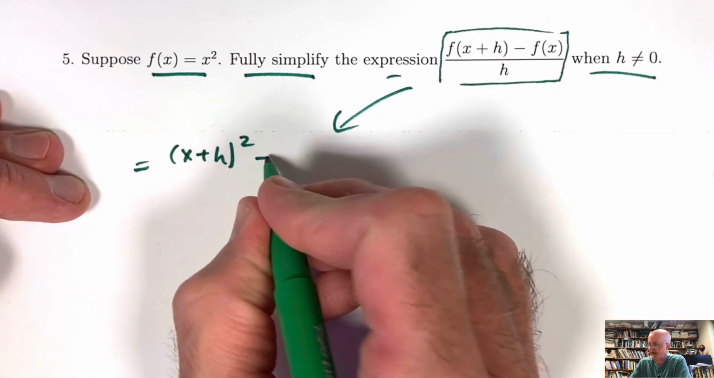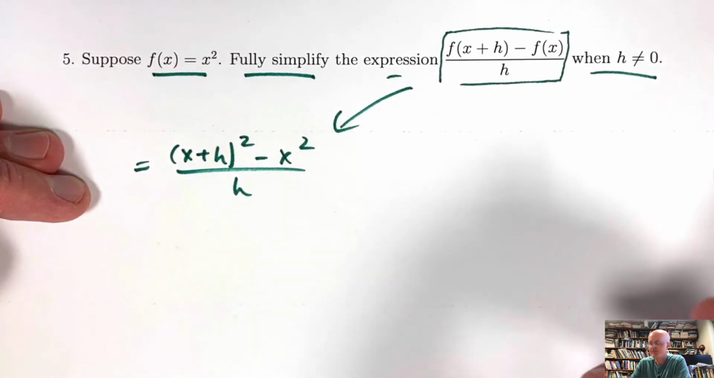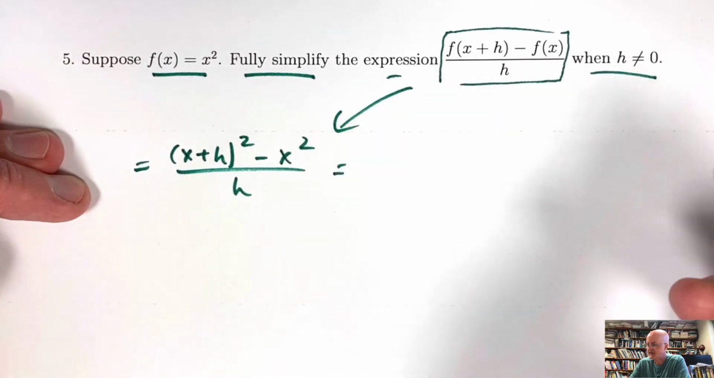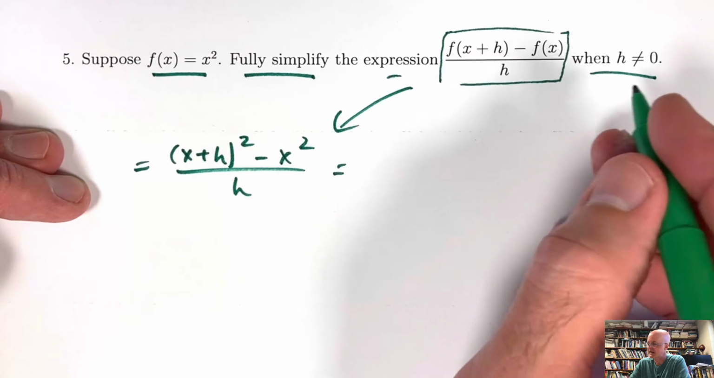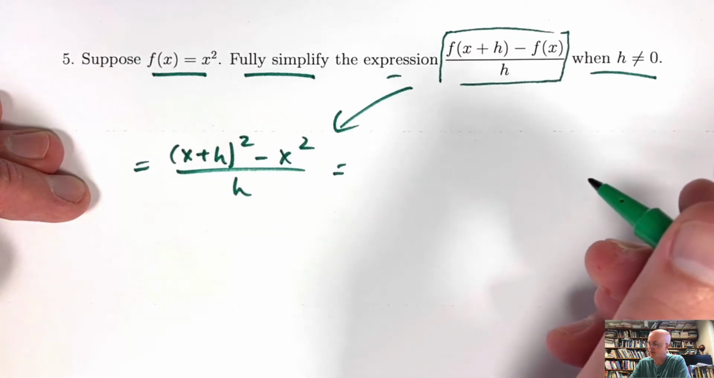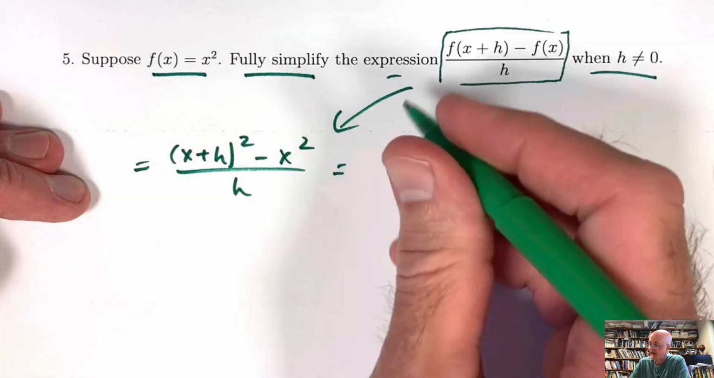Subtract f of x from that. F of x is just x squared. All divided by h. We want to fully simplify this. That's not fully simplified. We need to expand. And somehow this h not being equal to 0 must be important. Well, I don't want to divide by 0. H can't be 0.